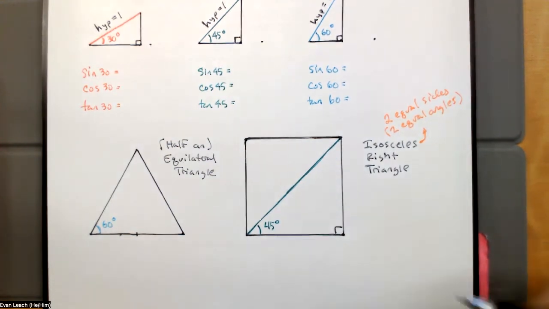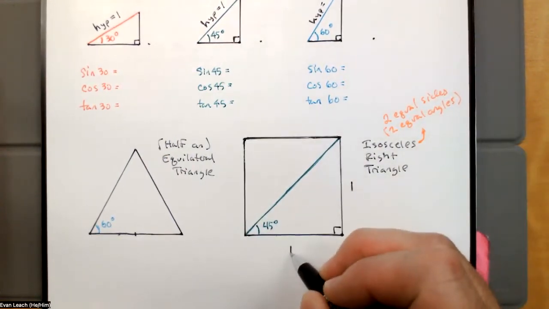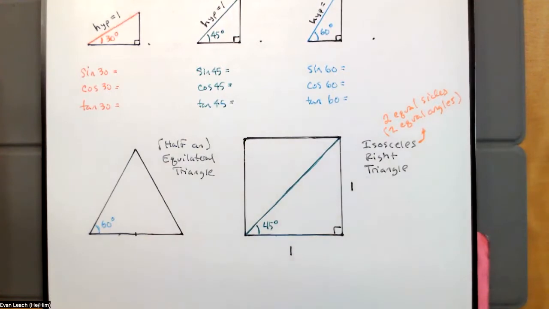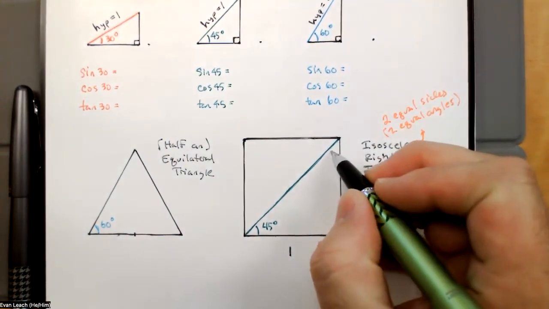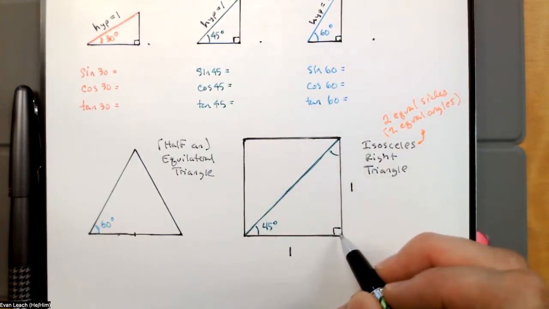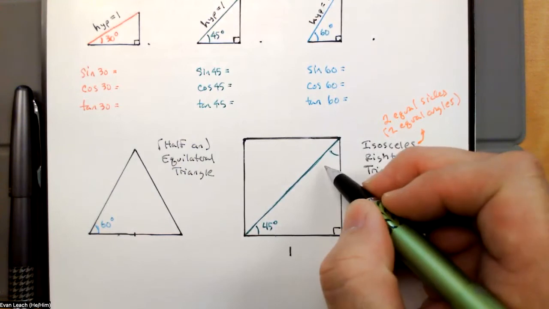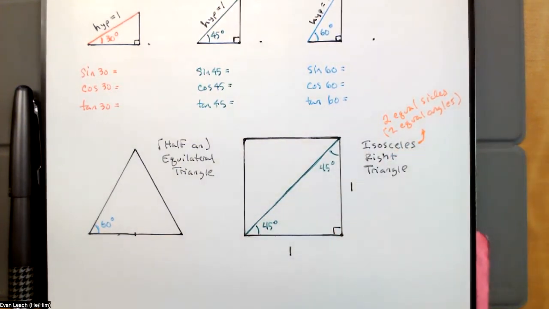So if we have a square, and let's say the sides of the square are length 1, there's our isosceles right triangle. The two legs are going to be 1, and the two angles will be 45 degrees, because the angles opposite equal sides must be equal. And if I use 90 degrees up for my right angle, that leaves 90 degrees to be split evenly between the two other acute angles. So they're both going to be 45.